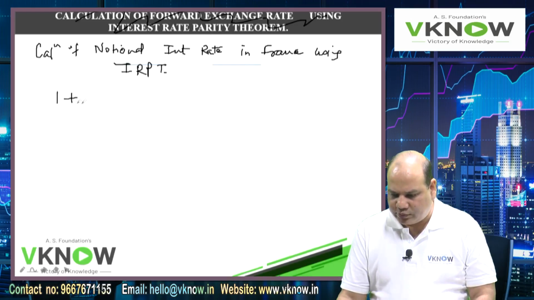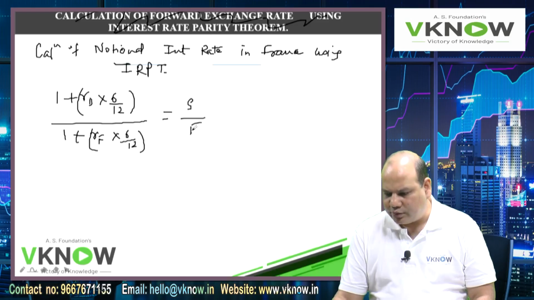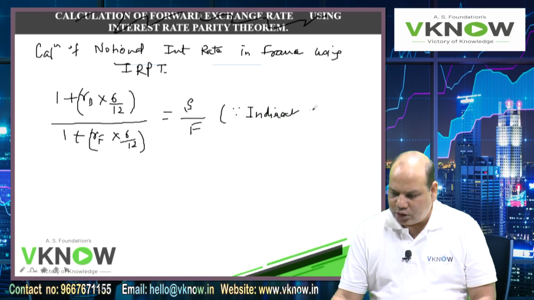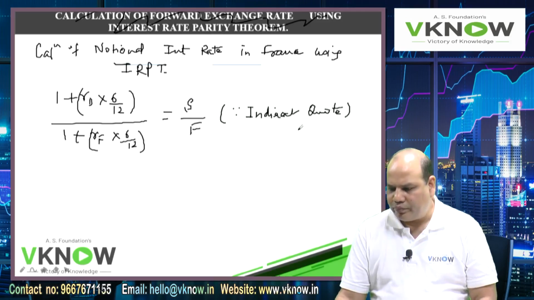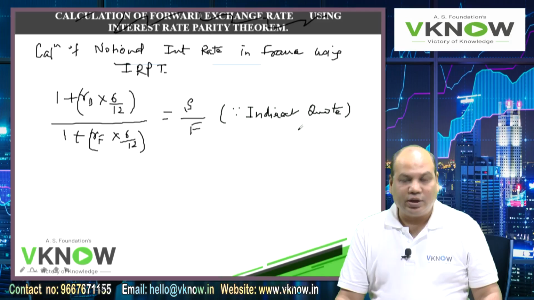So write down 1 plus RD into 6 by 12. Why 6 by 12? 6-month problem. Upon 1 plus RF into 6 by 12, and this is equal to spot rate upon forward rate. When should we use spot rate upon forward rate? Since indirect quote is given. If indirect quote is given, then we apply the equation 1 plus RD upon 1 plus RF equal to S by F.